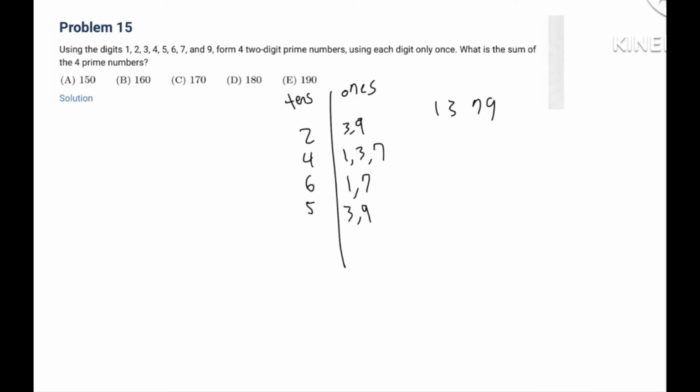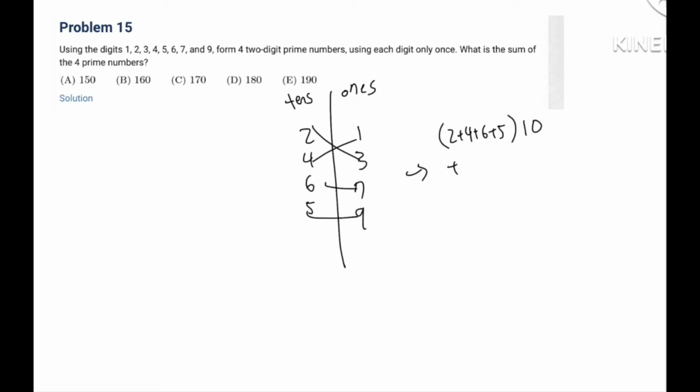What is the sum of the 4 prime numbers? So the tens would be, so actually we didn't have to do this at all. Since they're only asking for the sum of the 4 prime numbers, these will somehow arrange themselves into 1, 3, 7, 9 accordingly. So their sum would be 2 plus 4 plus 6 plus 5, and then multiply by 10 since there's a tens digit, plus 1 plus 3 plus 7 plus 9 equals 17 times 10 plus 20, which is 190. So the answer is E.